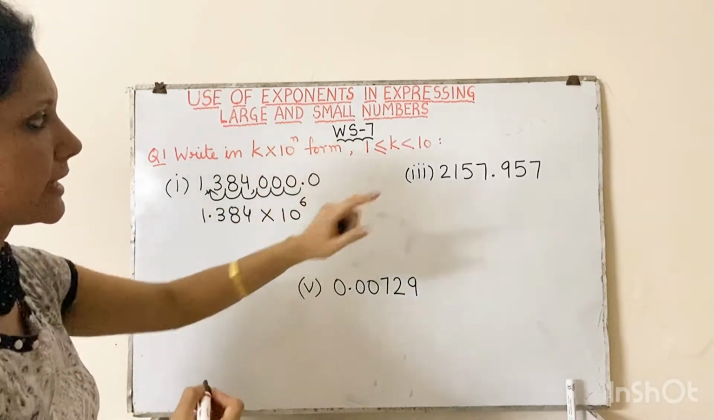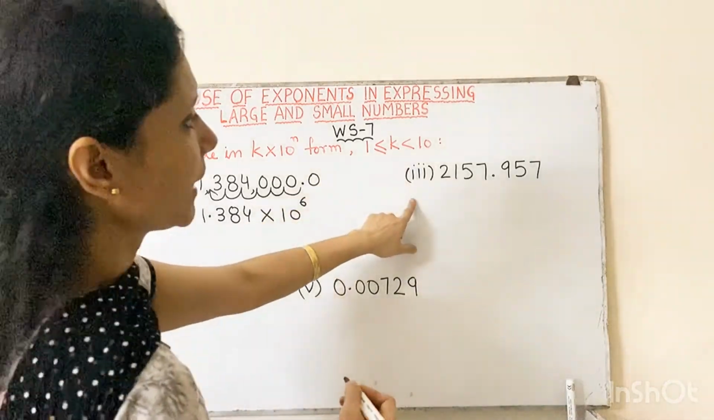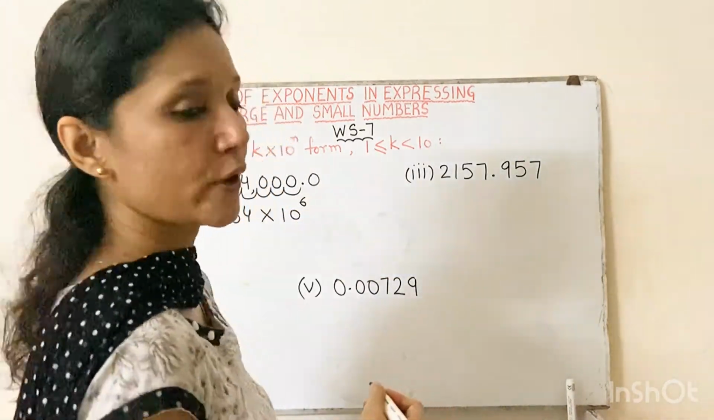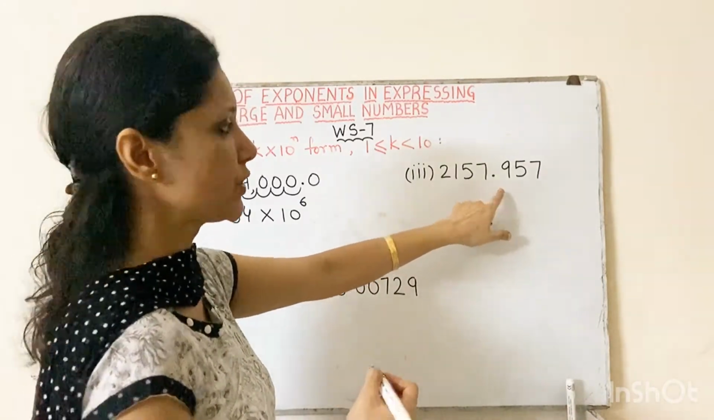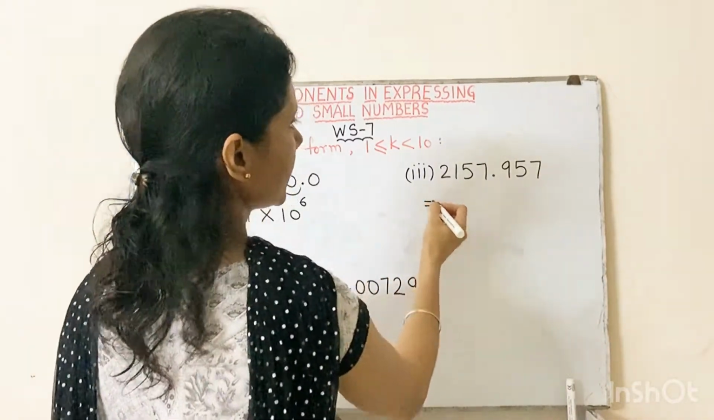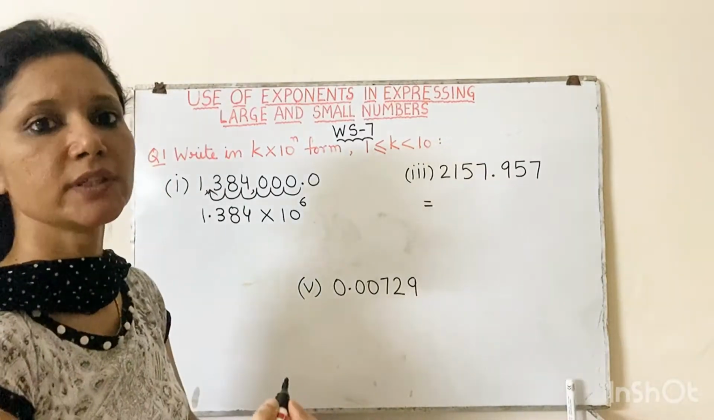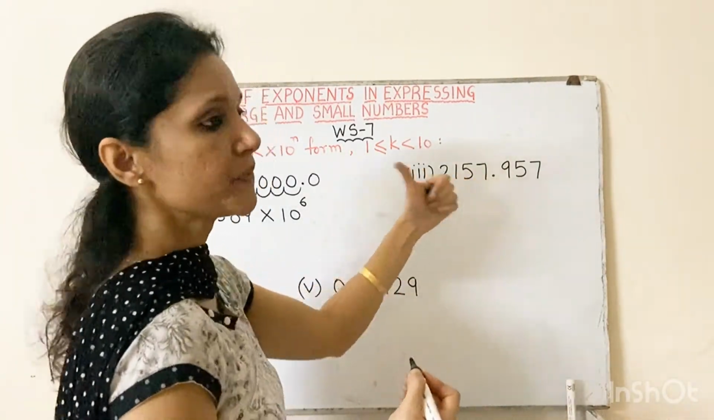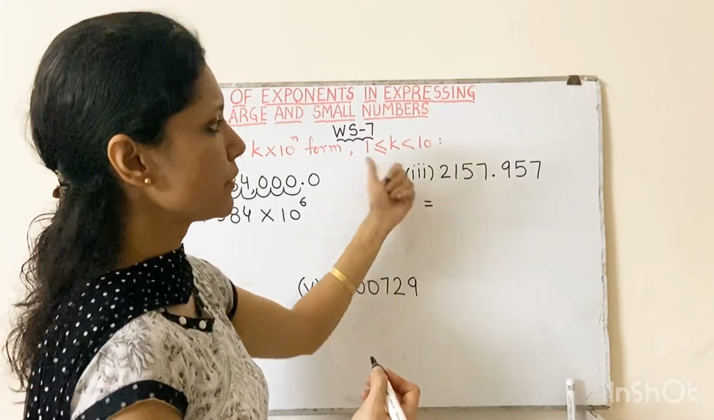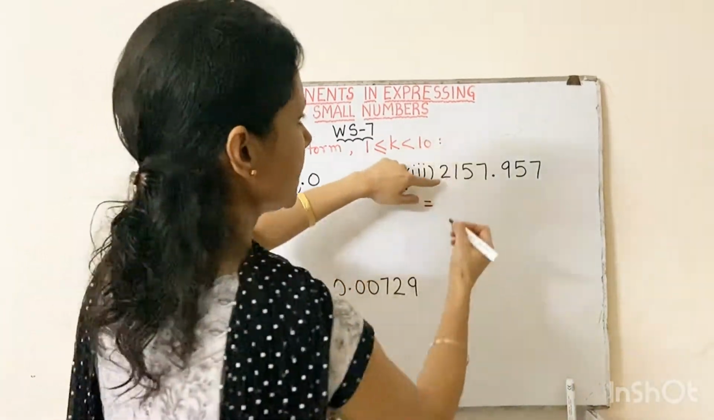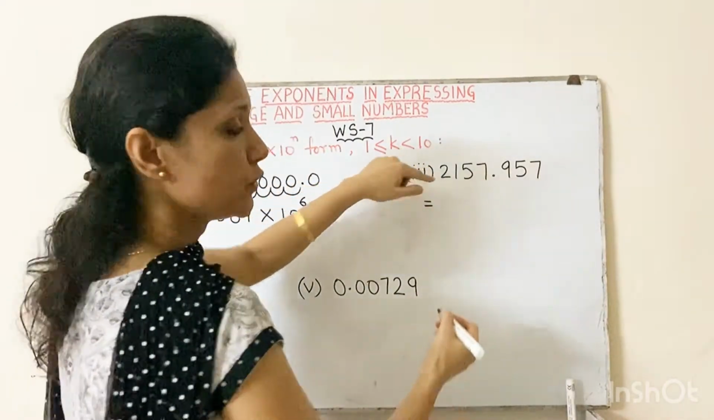Fine. Let's take one more example. The third part, 2157.957. Now you already have a decimal in the question. First we'll decide where to move the decimal. We'll move the decimal to after the first non-zero number from the left. The first non-zero number from the left is 2. That means we'll move the decimal after 2.